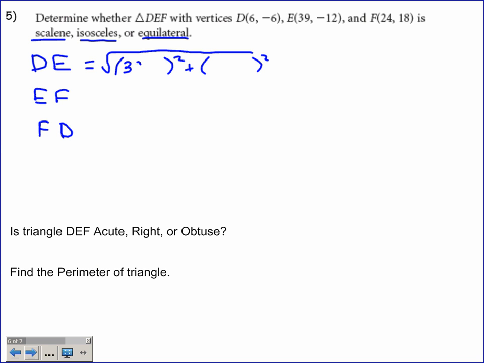39 minus 6. Yep. Uh-huh. Plus 6. Good job. And subtracting a negative is the same as adding its opposite, so there we go. That's good. So 39 minus 6 is 33, so we have 33 squared there. Negative 6 squared.